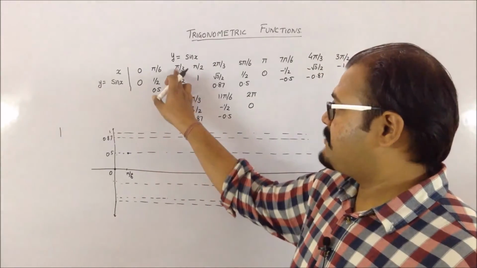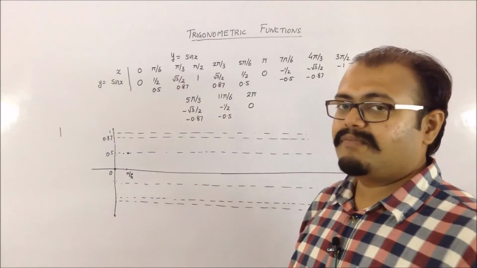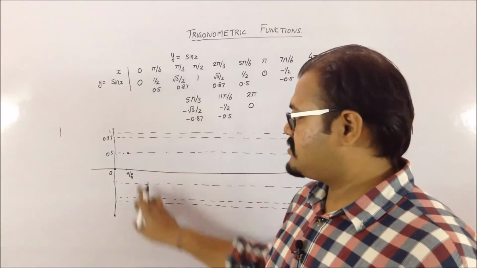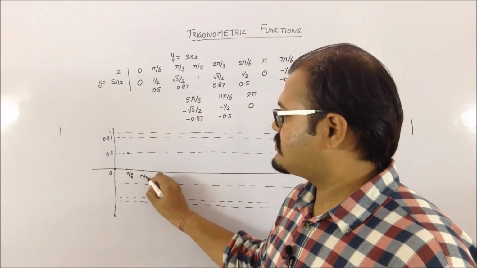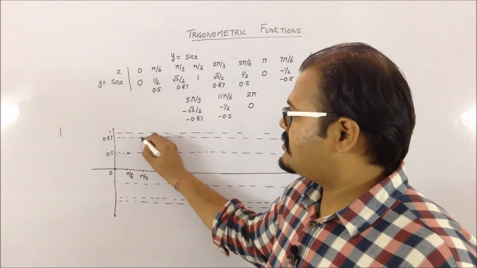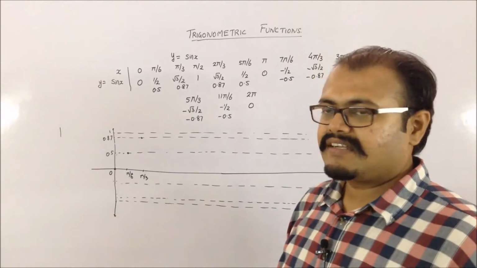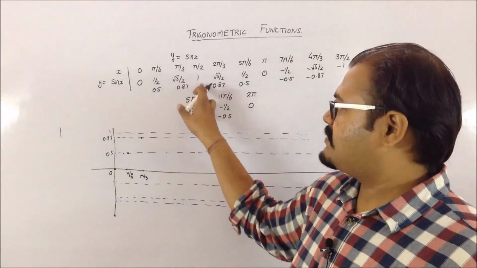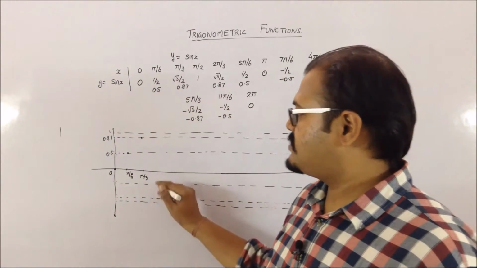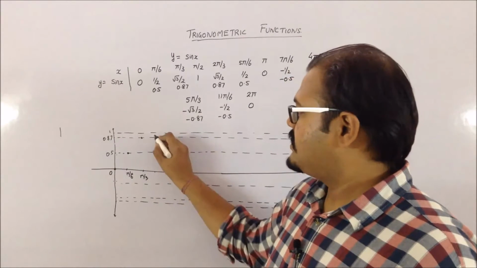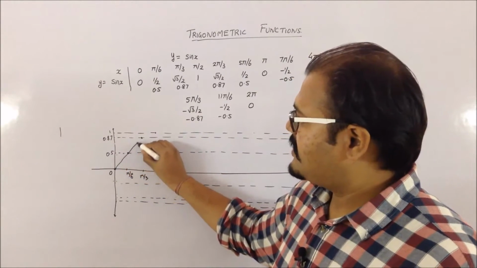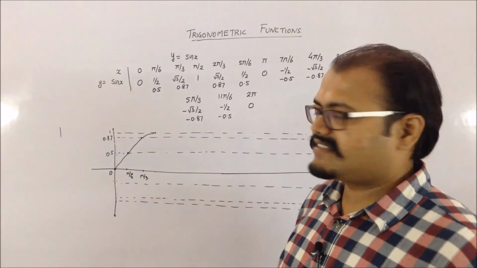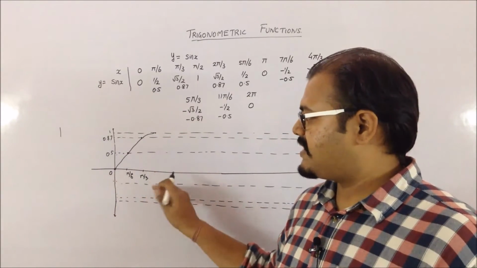The next point is pi by 3 and 0.87. So pi by 3 can lie somewhere over here, and the corresponding coordinate will be over here. And the last one is pi by 2 and 1. So pi by 2 will lie somewhere over here with the corresponding 1. If I join these, I will get how the sine looks from 0 to pi by 2.